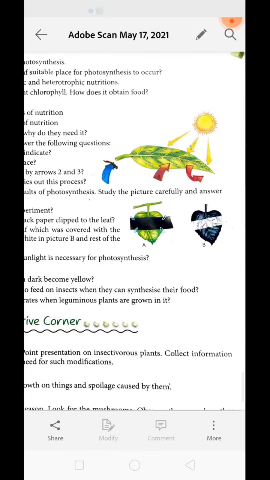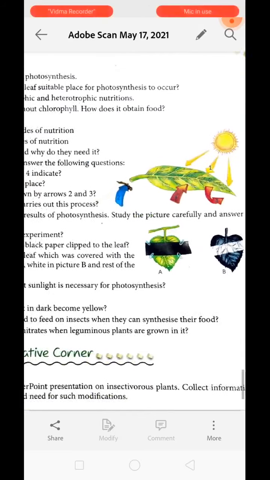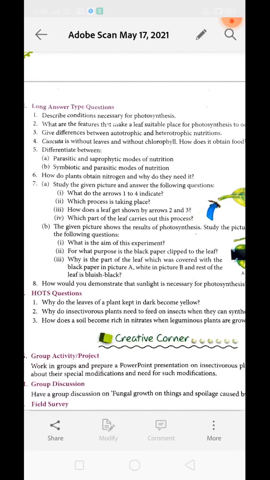Study the picture carefully and answer the question. This is picture A and B. Now study it very carefully and answer the question. The first question of 7b is, what is the aim of the experiment? The aim of the experiment was to show that sunlight is necessary for photosynthesis.